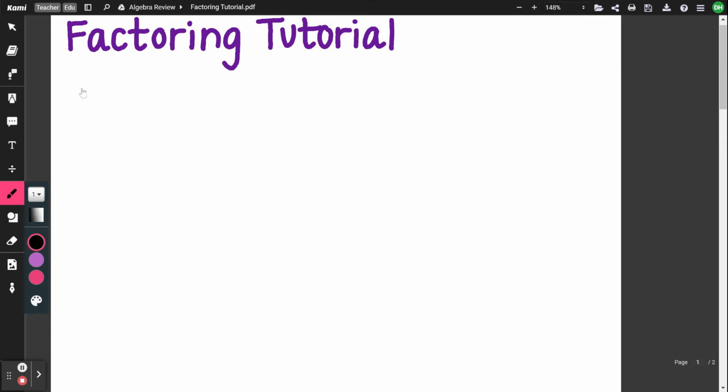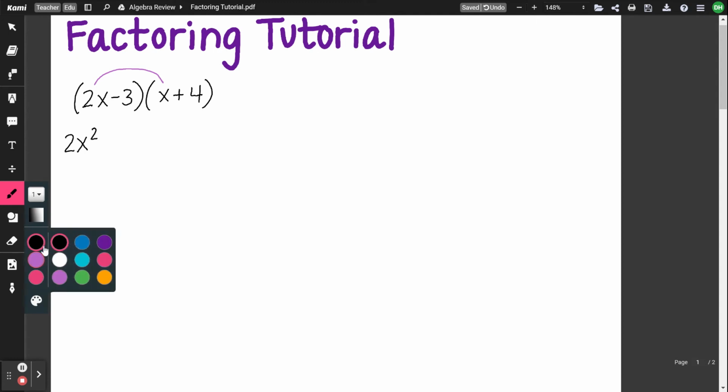So given 2x minus 3 times x plus 4, think about how you would multiply that out. Distribute the 2x, so 2x times x is 2x squared. Then you do 2x times 4, that gives you 8x.